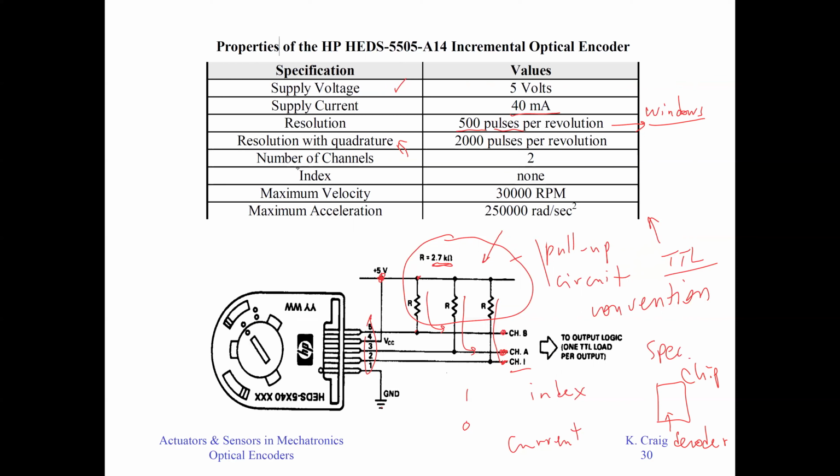Because of the two channels here, A and B, at the hardware level they can already resolve it to give you 4 times the physical resolution. That's 2000 pulses per revolution. That's a lot. So you have 2 channels, therefore you have 4x. And here I don't have an index for this specific incremental optical encoder.